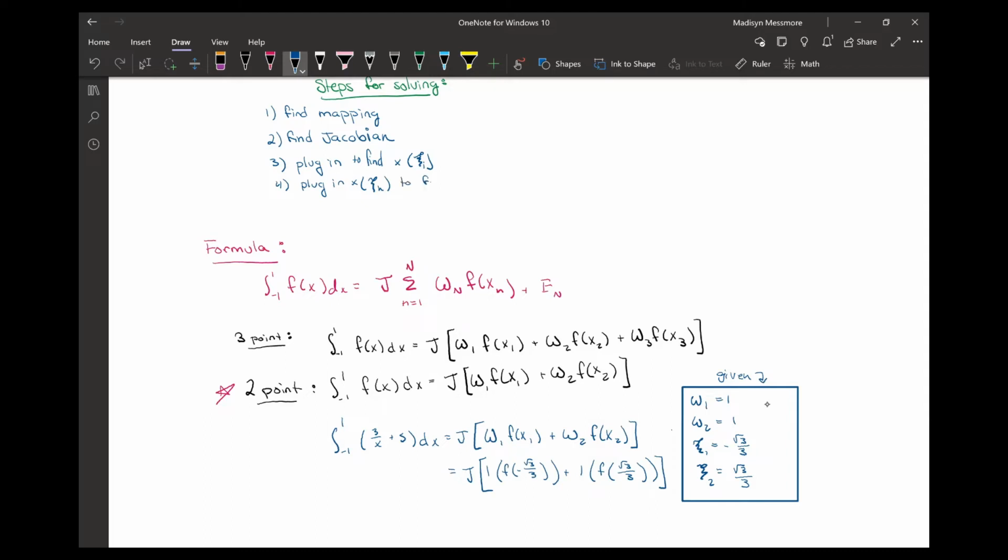W's, do we have to find W, or is that going to be given? Given. All weights and xi, all weights and abscissae are going to be given, which is why I put them in that box and wrote given.